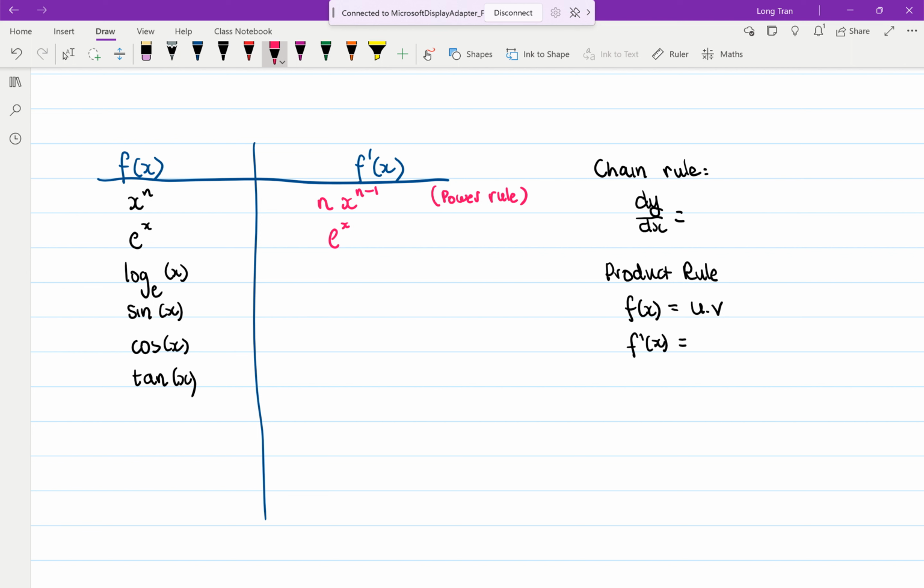No. Let's go with someone else. Who knows? Yes, Jem. 1 over x is correct. So the derivative of log e of x is 1 on x. What is the derivative of sine of x? Let's go with Jacob Lowe. Cos of x is correct. What is the derivative of cos of x, though, Jacob White? Negative sine of x. Very good.